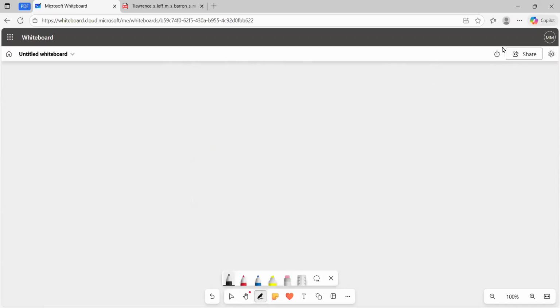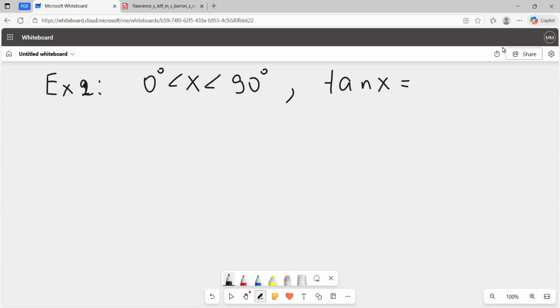Second example. Consider that x is an acute angle, or given that the degree measure of x is between 0 and 90 degrees, and given that tangent of x is equal to, let's say, 1/3, and we are asked to find sine of x times cosine of x.